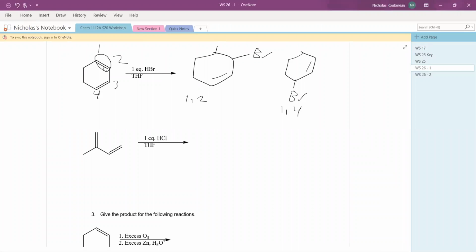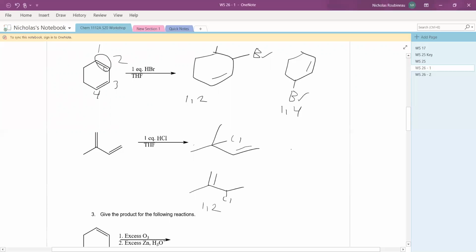And the last one. This is a 1-2 product if we were reacting with the double bond on the left. Oh, double bond still there. And then this would be the 1-2 product if it was reacting with the double bond on the right. So these are the 1-2 products.